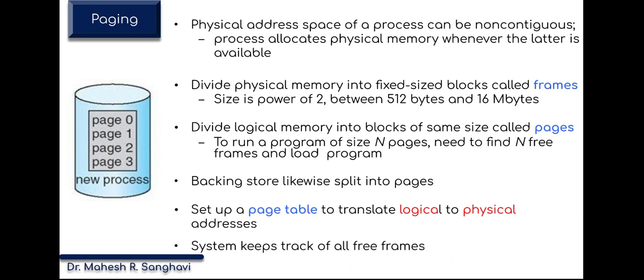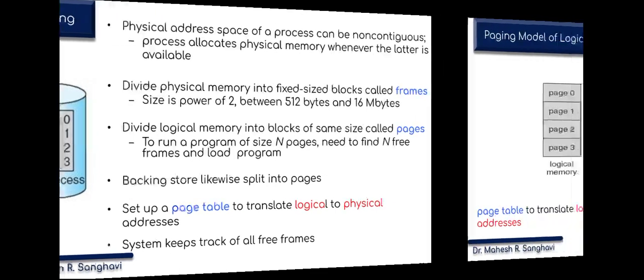I have already told you there is a difference between frames and pages. When you divide physical memory, the blocks are known as frames, and when you divide logical memory, they are known as pages. So, with the backing store split into pages, we need a hardware that will convert the logical address into the physical address, and that is known as the page table.